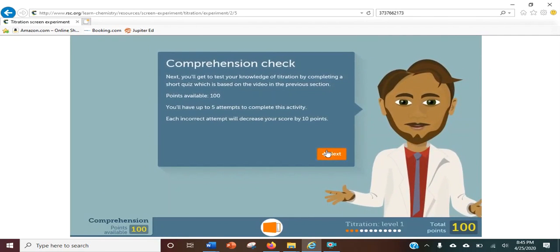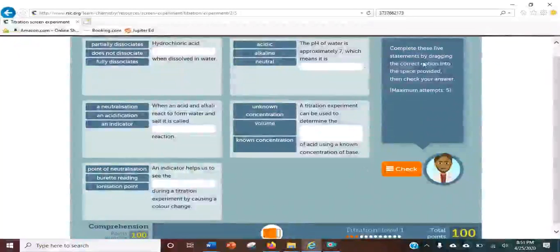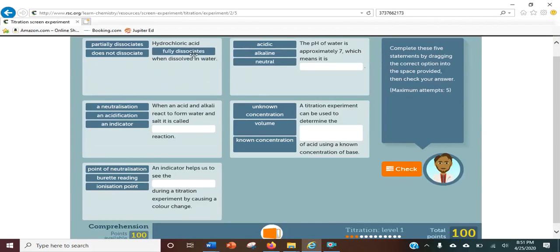So this is basically testing your knowledge by filling in the blanks based off the video. If you were paying attention to the video, this should be quite simple to do. It says to complete these 5 statements by dragging the correct option into the space provided. You could drag these boxes into the white blanks to complete the sentence. So, hydrochloric acid fully dissociates when dissolved in water. This is correct because hydrochloric acid is a strong acid, HCl, and strong acids dissociate completely. Once you're done with all 5 of these questions, you're going to click check and it'll give you 100 points if you get all of them correct.